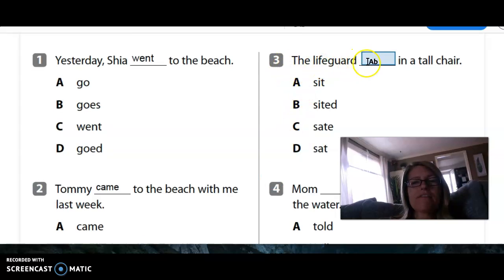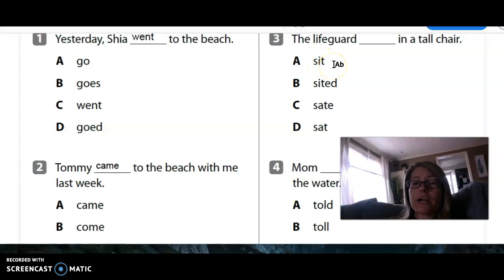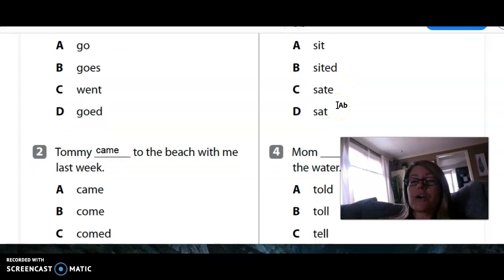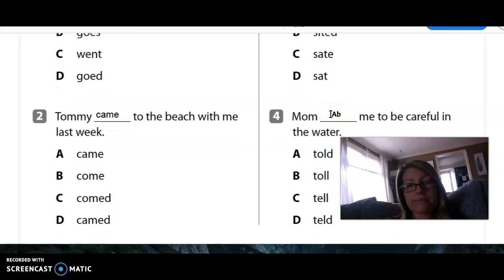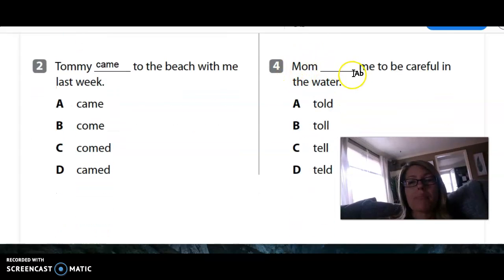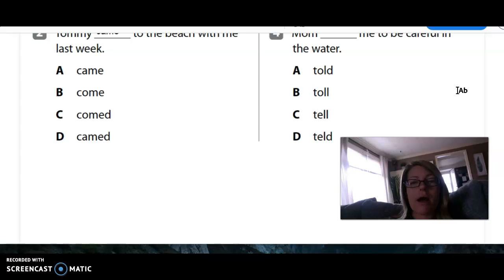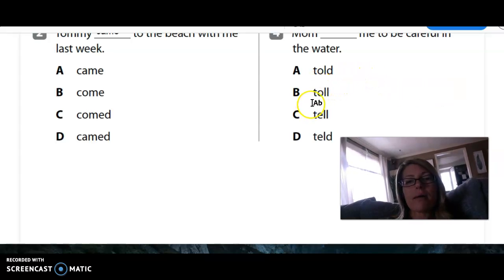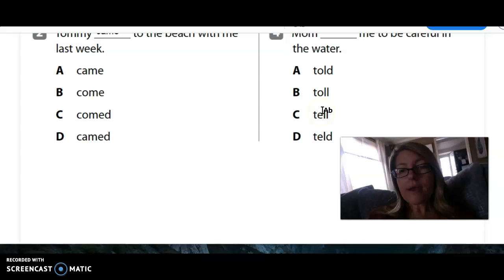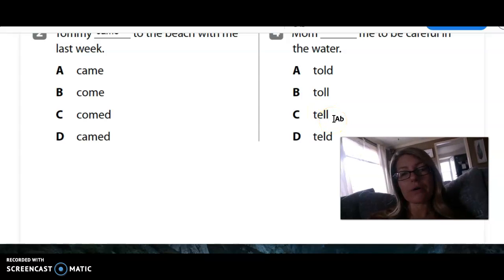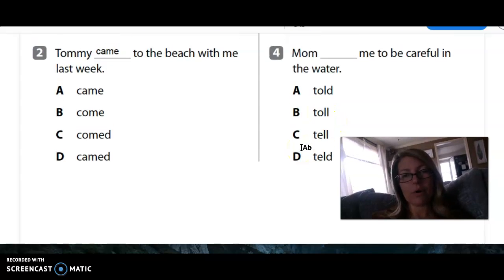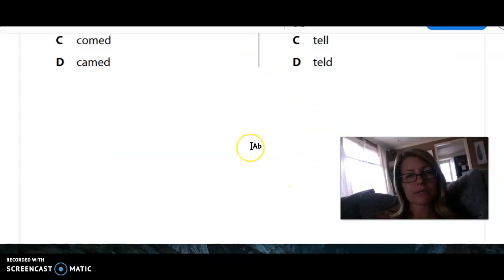Number 3 says the lifeguard blank in a tall chair. The lifeguard sit in a tall chair. The lifeguard sighted in a tall chair. The lifeguard sate in a tall chair, or the lifeguard sat in a tall chair. Number 4, Mom blank me to be careful in the water. Mom told me to be careful in the water. Mom tell me to be careful in the water, or Mom telled me to be careful in the water. Which one sounds correct? Which past tense verb sounds correct?